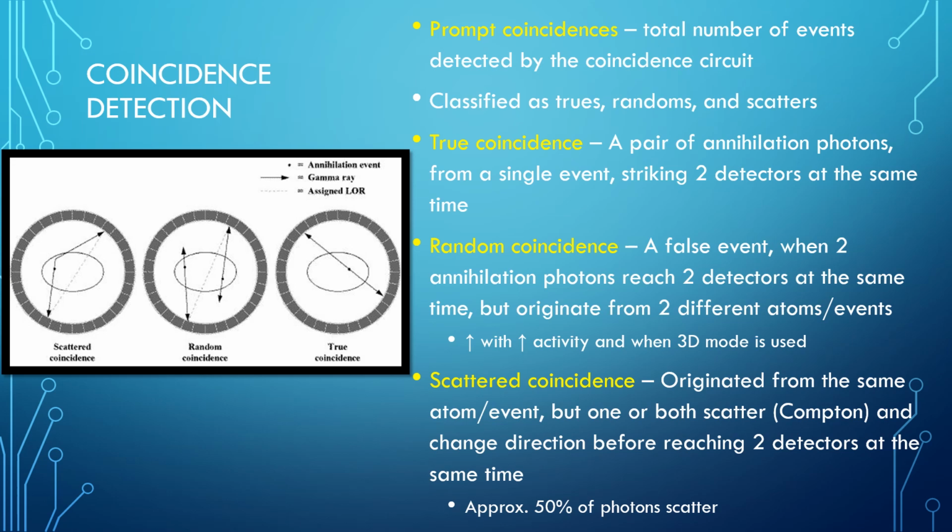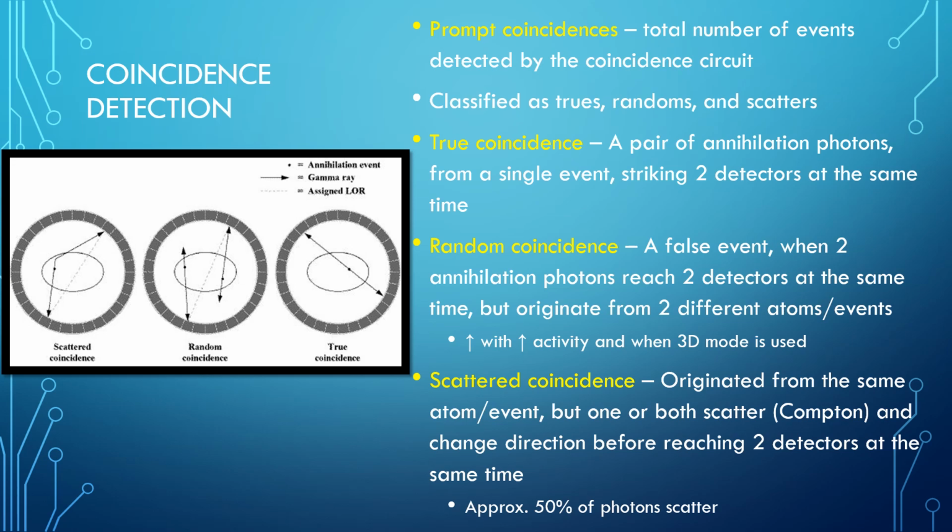And so with that, you have 4 types of coincidences, or 4 types of detections that can hit the crystal. And some of them are good and some of them are not. So prompt coincidences is what we really want. That's the total number of events detected by the coincidence circuit. And these are classified as trues, randoms, or scatters.